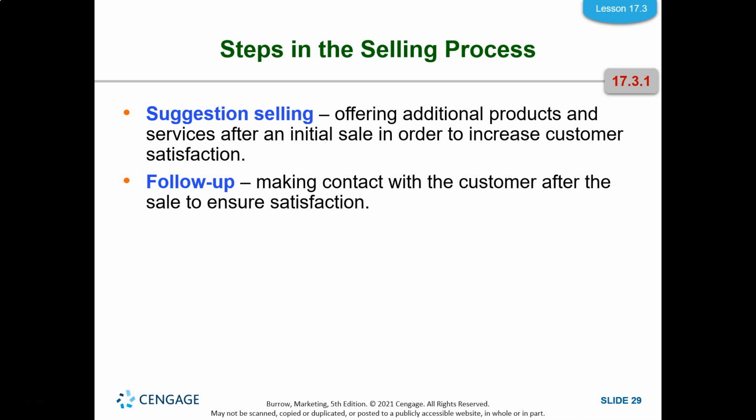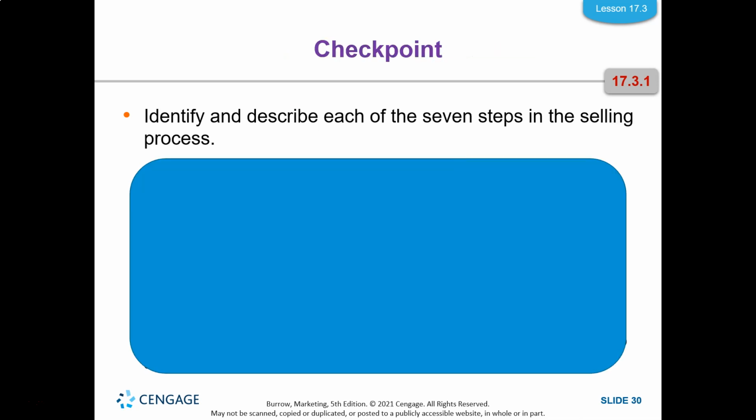Okay, so a couple more definitions in the selling process. Suggestion selling is offering additional products and services after an initial sale in order to increase customer satisfaction. You'll see this like at a fast food place. You'll be ordering a burger, they'll try to upsell you or suggestion sell you on like a dessert or some fries if you didn't get fries, that sort of thing. Definition of follow-up, making contact with the customer after the sale to ensure satisfaction.